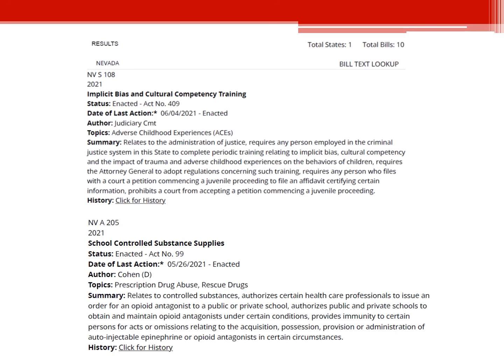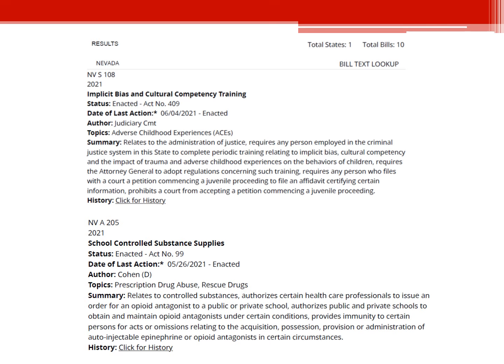If you're wondering about Nevada and state injury prevention laws, in the 2021 legislative session, there were a couple of bills passed that, if you look at them carefully, you can see at least have a tangential connection to injury prevention and control. One important law that was passed in 2021 had to do with implicit bias and cultural competency training.